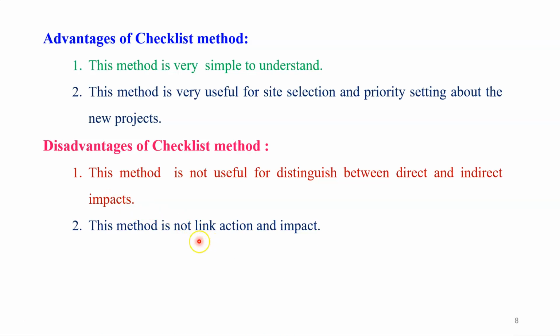Second, this method does not link action and impact. So this is also important. There is no linking between the action and the impact. When we are making the checklist, we feel that the action and the impact will not be linked properly, and therefore this is also a very important drawback of this method.